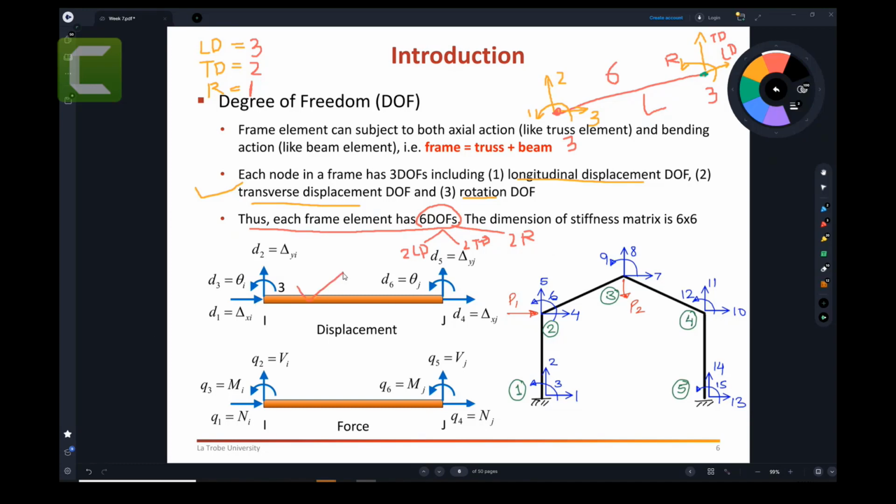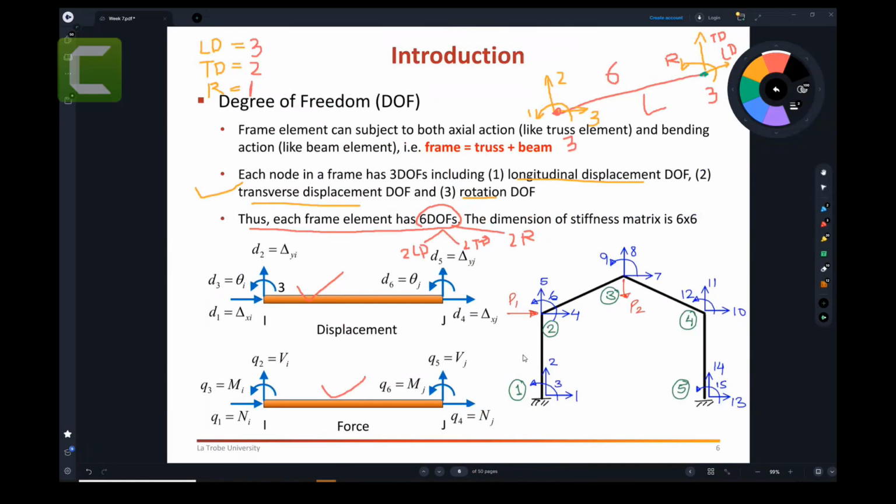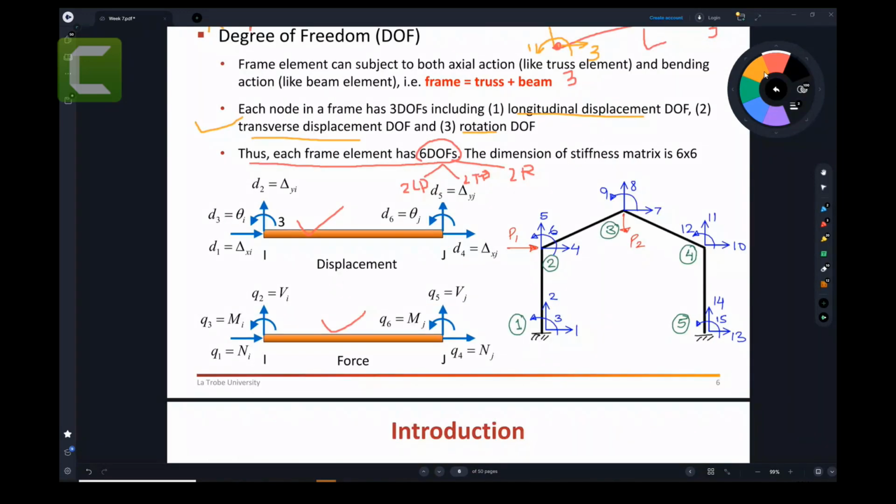Everything I explained, these ones I already explained: displacement, force. I think this is the modeling. I can explain the modeling side of it. So when you do the modeling, you generally put the numbers 1, 2, 3, 4, and 5. The circle with the number is representing the node numbering.